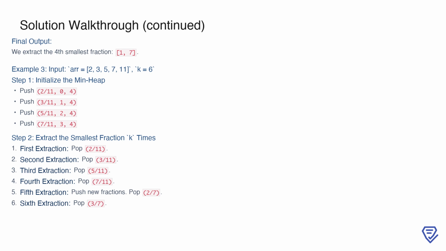Now, consider another example with the array 2, 3, 5, 7, 11, and k equals 6. We initialize the heap by pushing fractions with 11 as the denominator: 2/11, 3/11, 5/11, and 7/11. The extraction process proceeds as follows. First, we pop 2/11, then 3/11, followed by 5/11, and 7/11. At this point, we begin pushing fractions with the next smaller denominators. We proceed to extract 2/7, and finally 3/7. After 6 extractions, the sixth smallest fraction is 3/7.